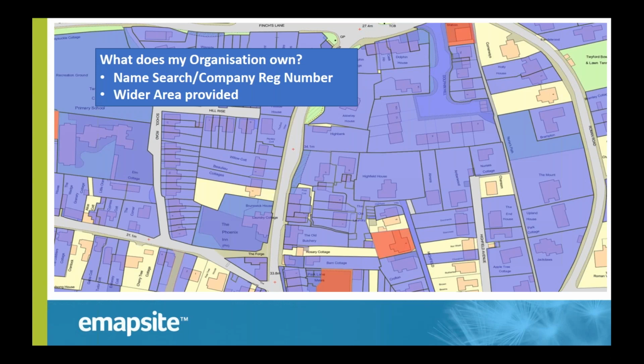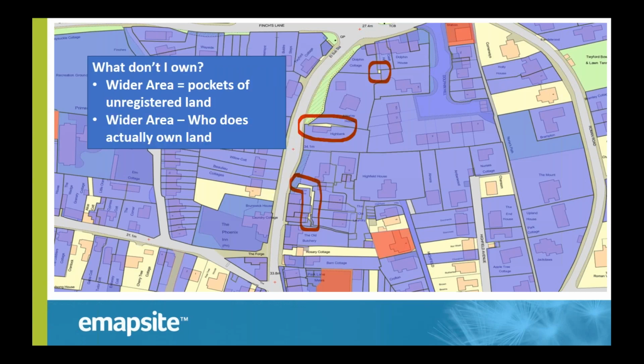One of the key things we do is provide you with the wider area. If you've got a polygon that's registered under your name, we'll provide you with a wider geospatial area of Land Registry data, so 50 meter, 100 meter, 200, 300 meter buffering of these polygons themselves. And this leads nicely into the next slide, which details what I don't own.